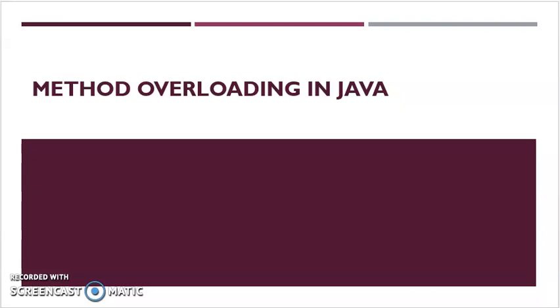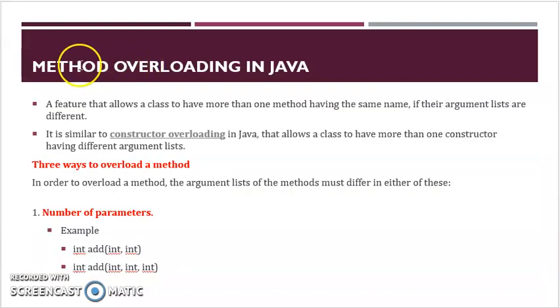So you studied about function overloading in C++. What do you mean by function overloading? Function overloading means we can define any number of functions having the same name inside a particular program if they differ in the number of arguments or the type of arguments. Okay, so the same concept is applicable in Java too. In Java it is known as method overloading because in Java functions are known as methods.